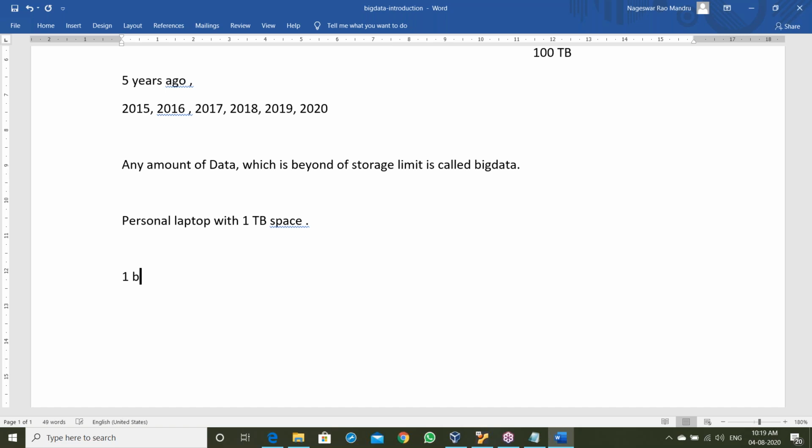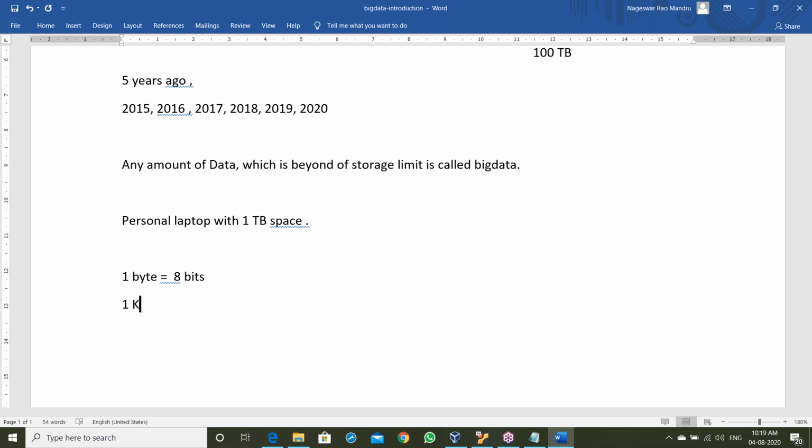See, 1 byte is equal to how many bits? No one has an idea? 1 byte is equal to 8 bits. Just 8 bits. 1 byte equals 8 bits.